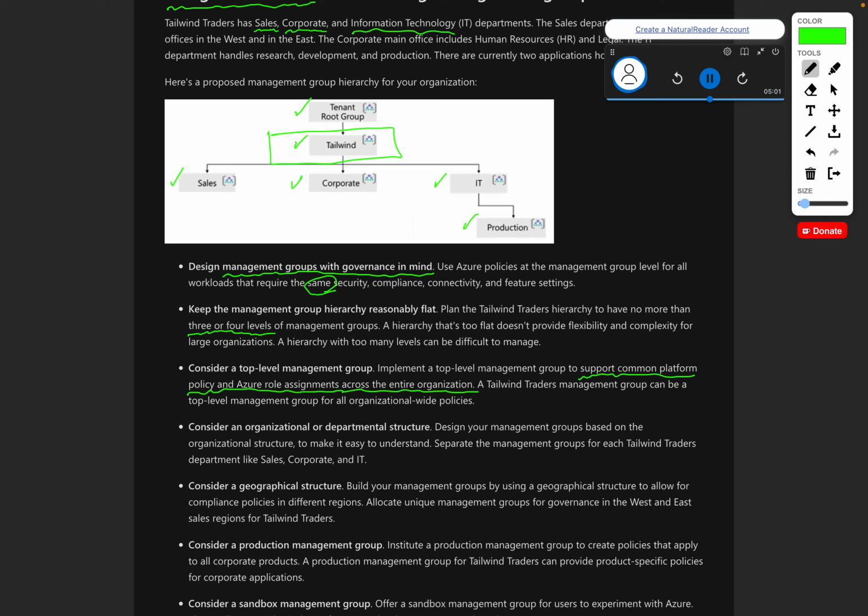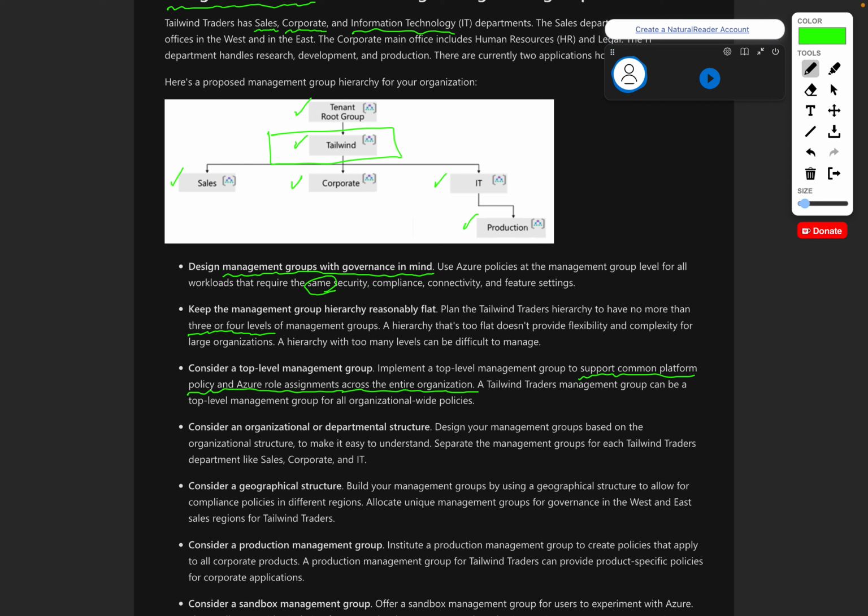Consider an organizational or departmental structure. Design your management groups based on the organizational structure to make it easy to understand. Separate the management groups for each Tailwind Traders department like sales, corporate, and IT.